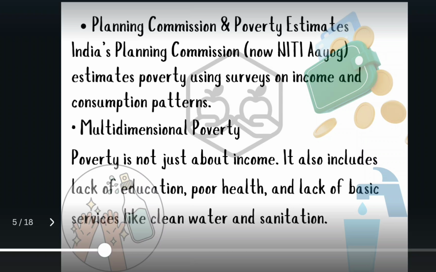Multidimensional poverty. Poverty is not just about income, it also includes lack of education, poor health, and lack of basic services like clean water and sanitation. So, people living in poverty, of course, have very little income, as well as they are away from education, they have poor health, diseases, unhygienic areas, and lack of basic services as well, as simple as clean water is not available.